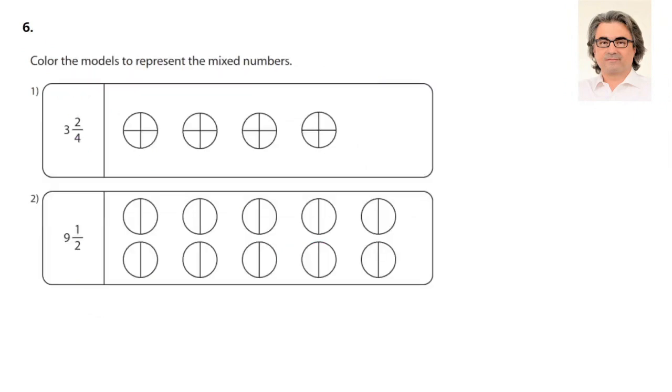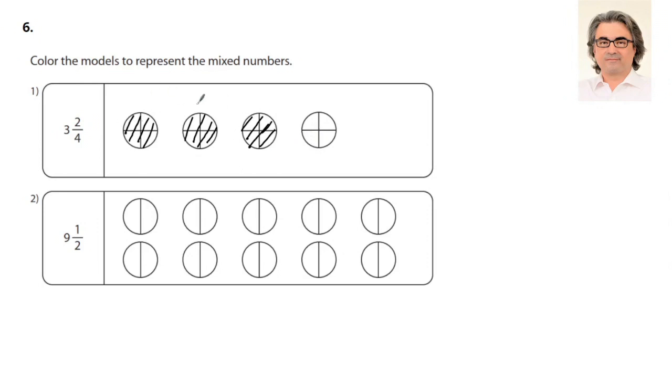Now let's continue with the next page. Color the models to represent the mixed numbers. 3 and 2 over 4. So I should color 3 circles, all circles, like this. 1, 2, and 3. What about the last one?